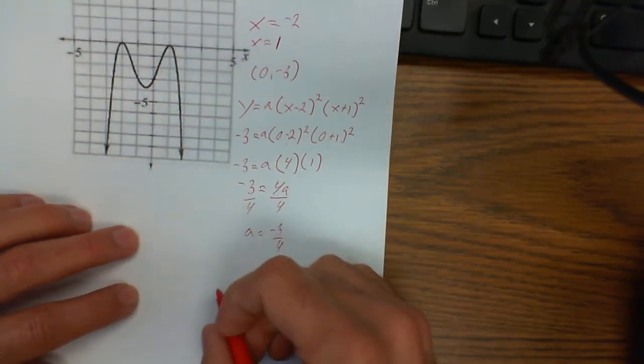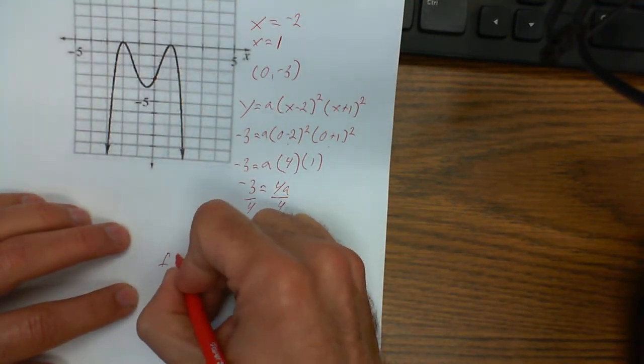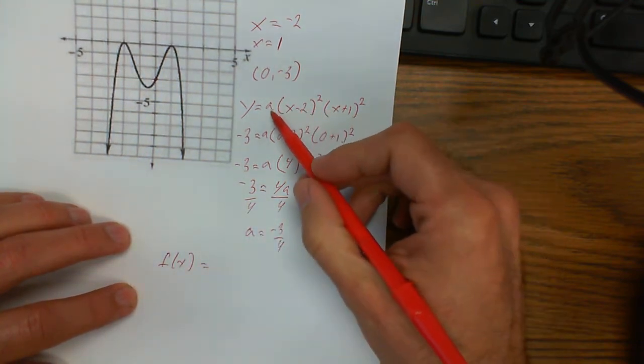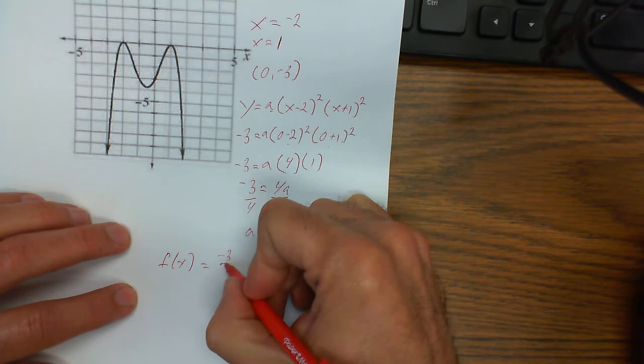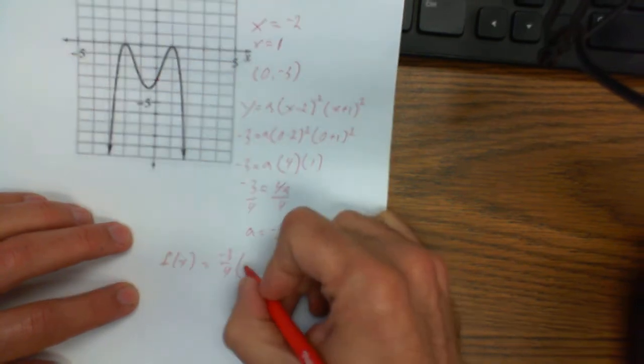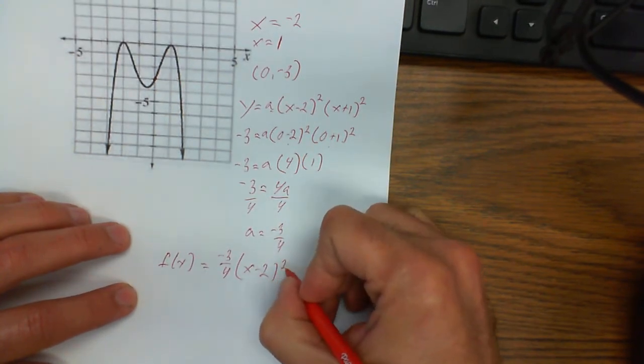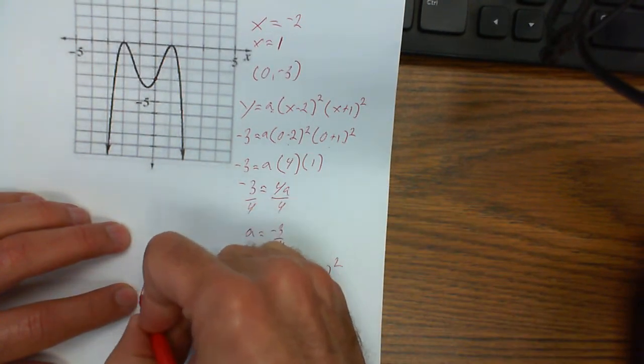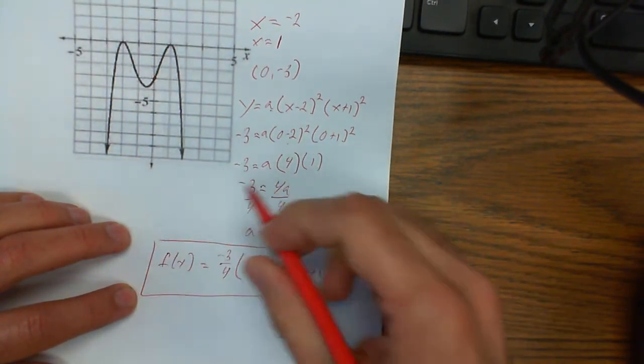But that's not our answer. Our answer is f of x, and that equals, plugging that into our equation, negative 3 over 4 times (x minus 2) squared times (x plus 1) squared. And there's your function.